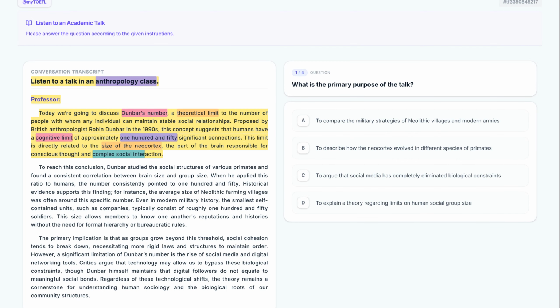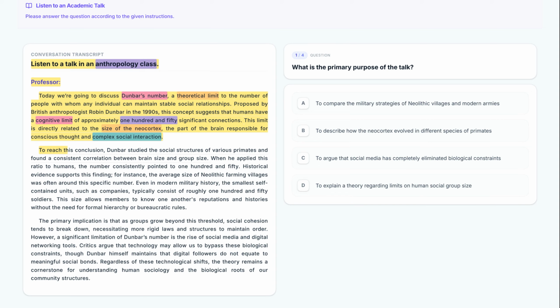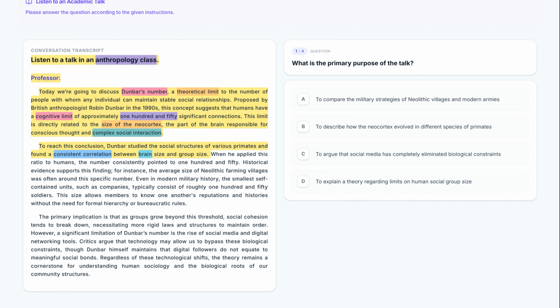To reach this conclusion, Dunbar studied the social structures of various primates and found a consistent correlation between brain size and group size. The professor explains the research methodology here, noting a consistent correlation between brain size and group size in primates.